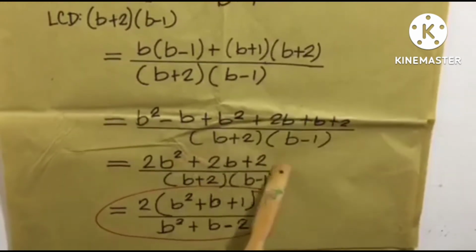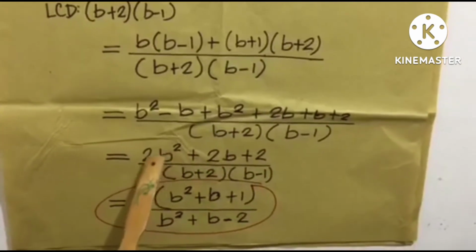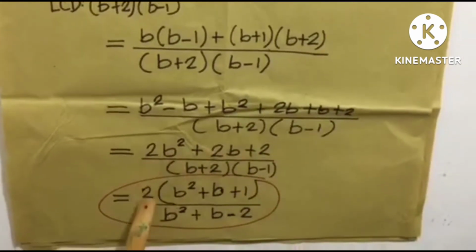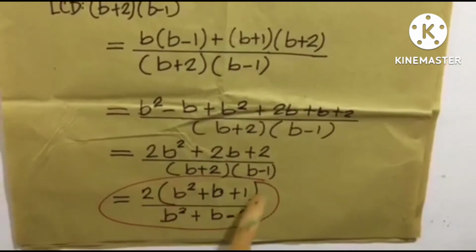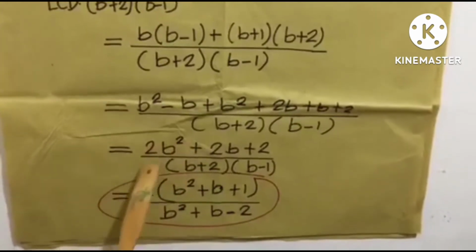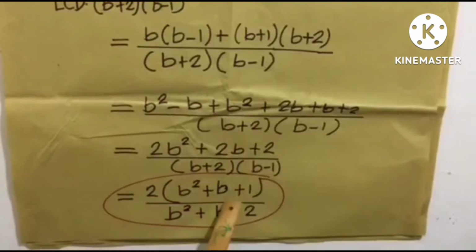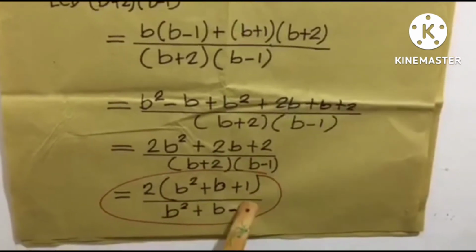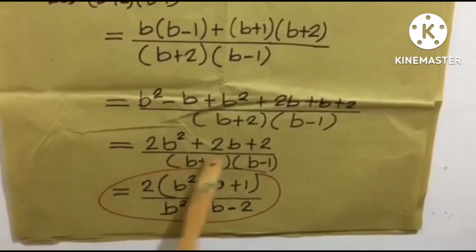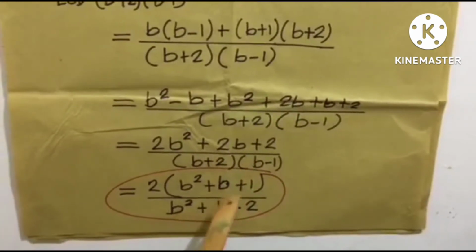This one we're going to factor. The common factor is 2, so we factor out 2, then parentheses. Then we're going to divide: 2 divided by 2 equals b squared, then 2 divided by 2 equals b, 2 divided by 2 equals 1, all over b times b equals b squared.